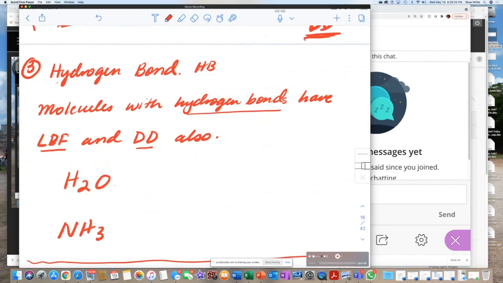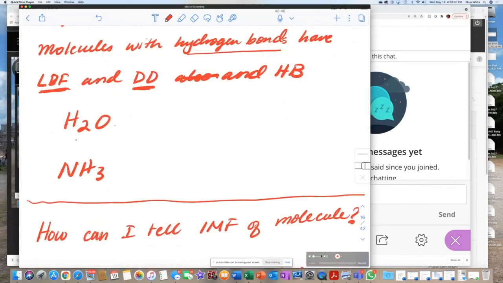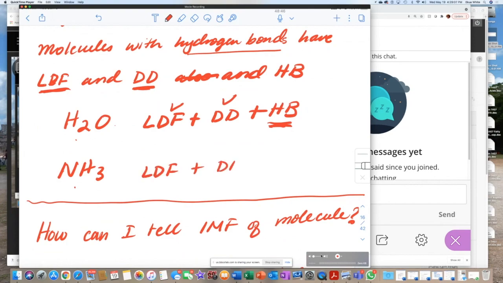Now I move on to hydrogen bond. With hydrogen bond molecules, because remember it's incremental, they have LDF, dipole-dipole, and hydrogen bonding. So they have all three. Examples here are water and ammonia. Water has London dispersion force and dipole-dipole and hydrogen bonding. Because it has hydrogen bonding, it also has these other two. Ammonia has LDF, it has dipole-dipole, and it has hydrogen bonding. Okay, because it has hydrogen bonding, it has these other two.